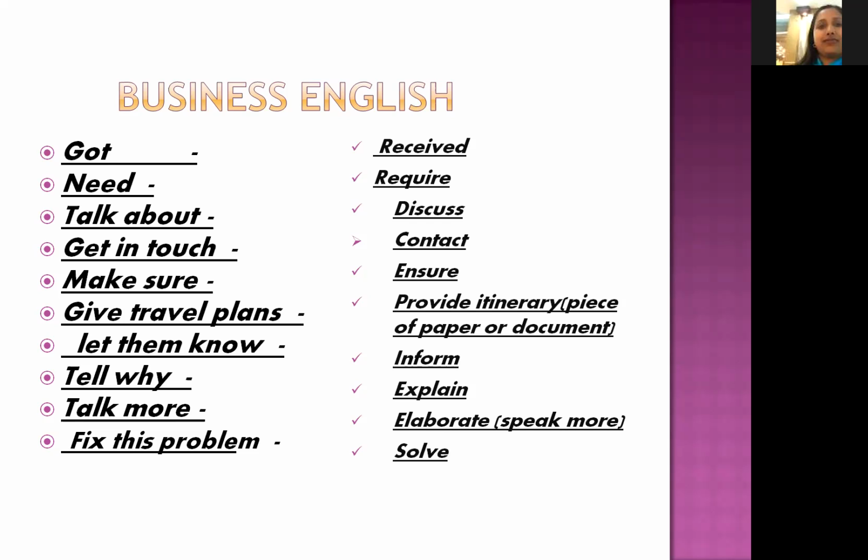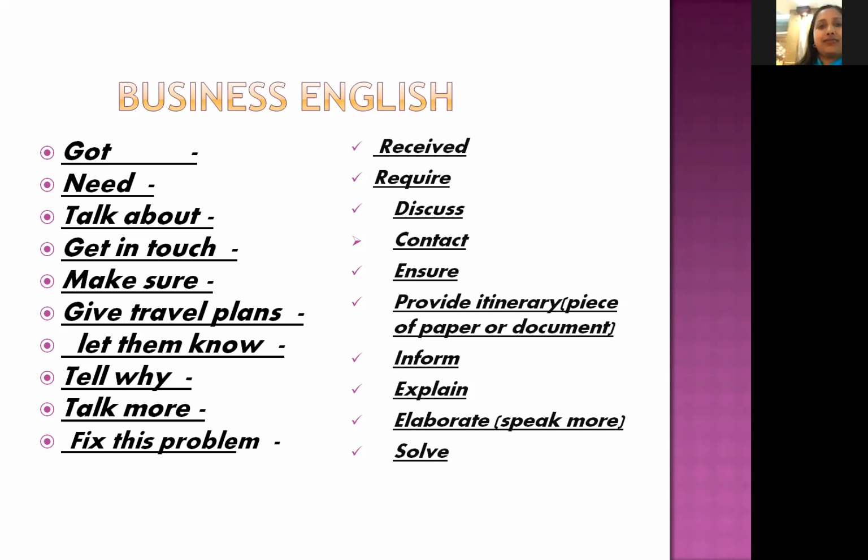Next is, what are your travel plans? Give your travel plans. Instead of that, we will ask, can you please provide your itinerary? Here it means a piece of paper or a document where you will fill in some information about your travel plans. So it's quite formal and it's documented. Let them know. Instead of let them know, we will say, can you please inform? Next one is tell why. Instead of tell why, you will say, can you please explain to me what's the matter?